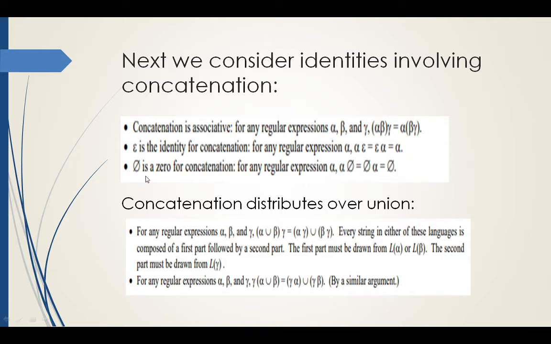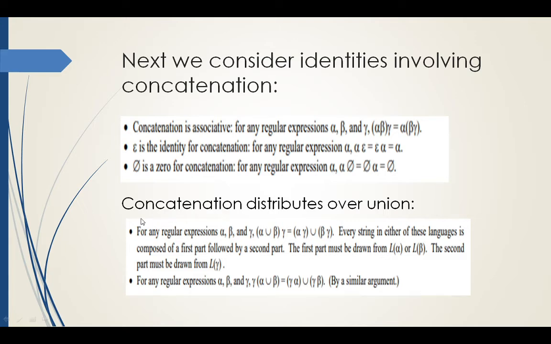alpha only. Next, null is the zero for concatenation. For any regular expression alpha, alpha null or null alpha equals null only. So these are some rules for concatenation of regular expressions. Epsilon alpha or alpha epsilon gives alpha only, and for zero, or null, alpha null or null alpha equals null only.